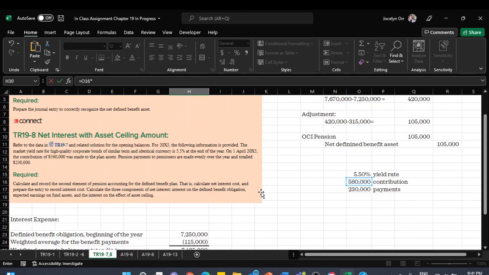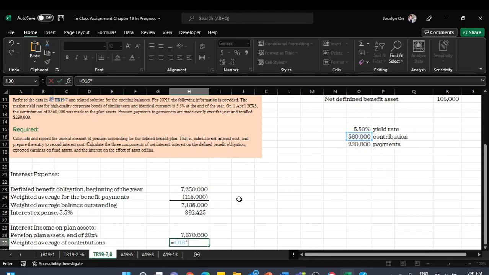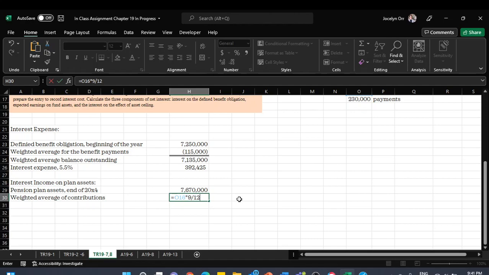I'm sorry, I need to read back for a second. So April to the end of December is going to be 9 months, right? Okay, so 9 out of 12 gives us a total of $420,000.